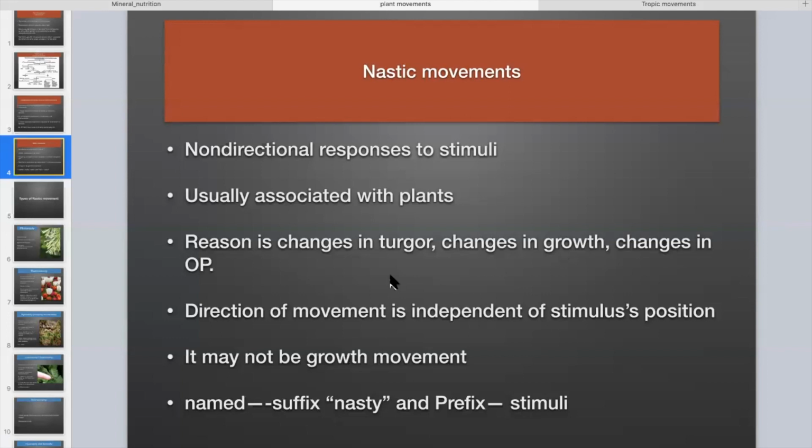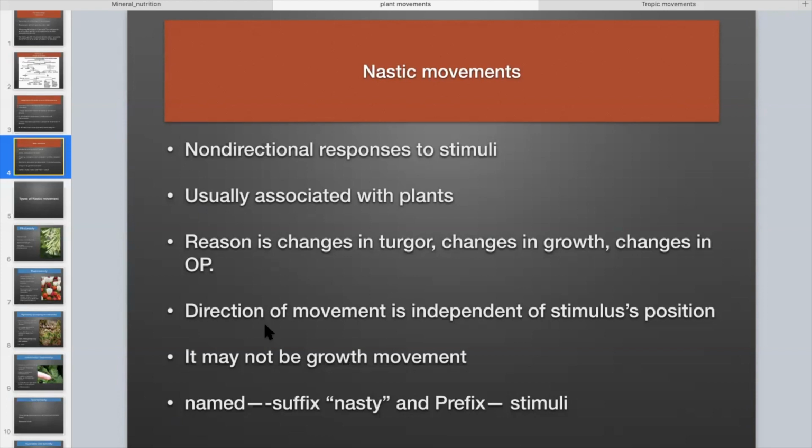Nastic movement takes place due to several reasons. What are the reasons? Changes in the turgidity, changes in the growth, and changes in the osmotic potential. Here, it is seen that the direction of movement may be independent of stimulus position. It may or may not be a growth movement. Of course, there is a change, but it may not be a growth movement. This point you will come to know in the coming slides.